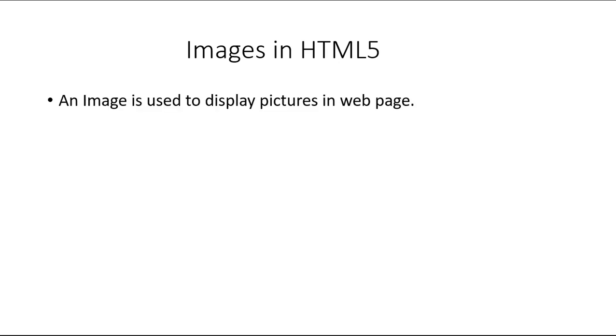This is a series of UI technologies, and today we are going to learn how to add an image in a web page. Images in HTML5. An image is used to display pictures in a web page. Image src path, and then attribute alt with value some alternative text. This is a particular image element.